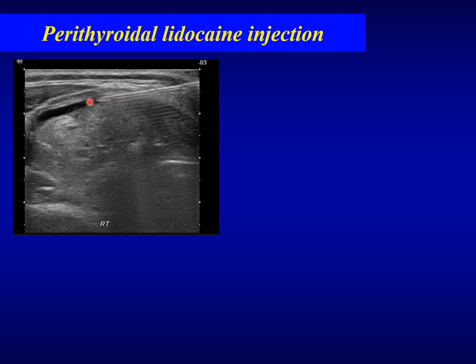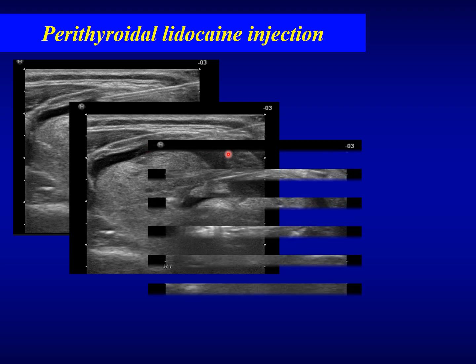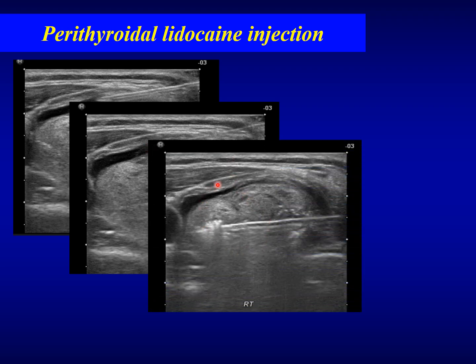Lidocaine is injected at the perithyroidal soft tissue, which means the thyroid capsule. There are abundant sensory fibers. Injection of this area is very effective to control pain during RF ablation.